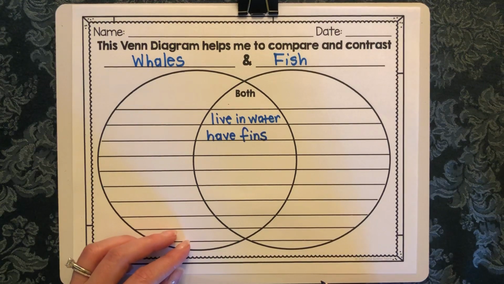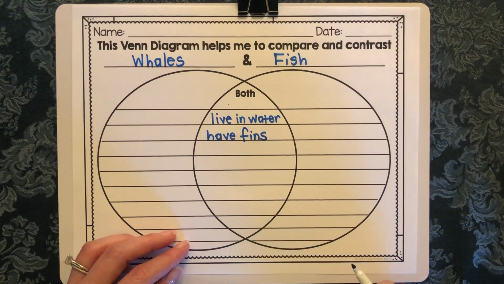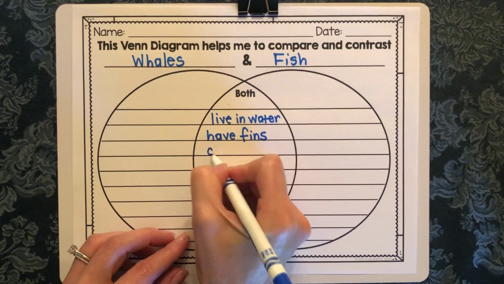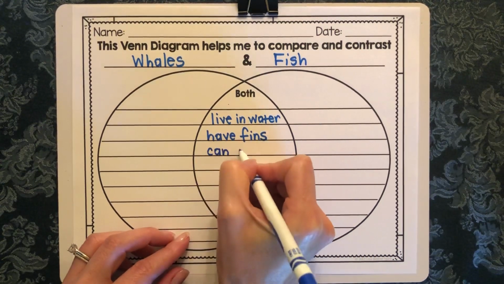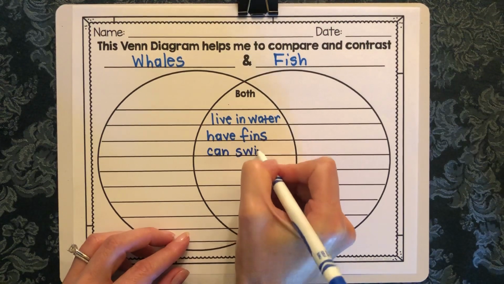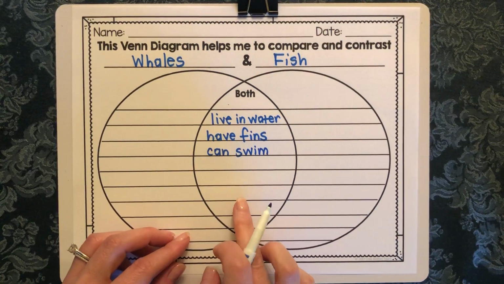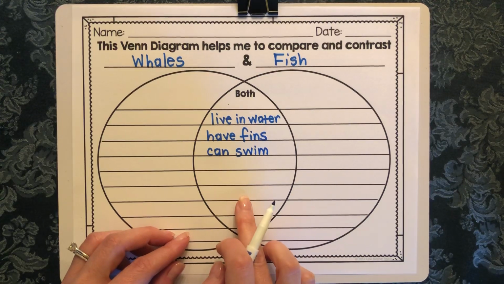How else are whales and fish similar? Do they both live in water? Yes, we know that. So they both can swim. So we can write that here in the middle also. Both whales and fish can swim. So we have, for now, completed the middle part of our Venn diagram of how whales and fish are similar.